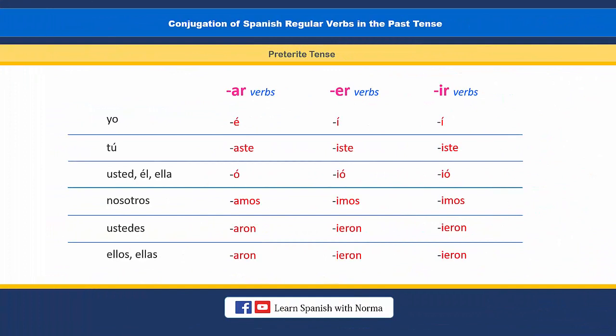Now, in this chart you can see the endings you must use to conjugate the three groups of Spanish regular verbs in the preterite tense. As you can see, in the preterite tense, ER and IR verbs use the same pattern of endings, which makes them easier to learn. Not too difficult, right? Keep practicing, and once you get this, you'll be constructing sentences in no time.